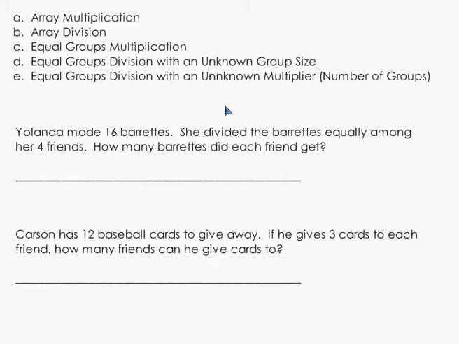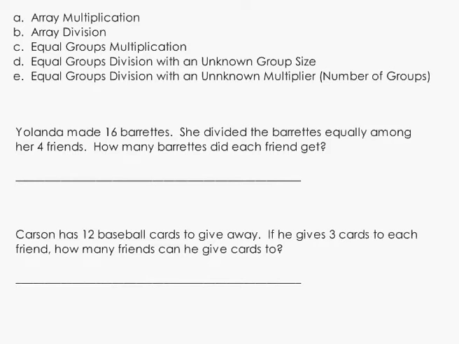We're going to continue to work with word problems. This time we're going to dissect exactly what type of word problem they are. So for this first one, Yolanda made 16 barrettes. She divided the barrettes equally among her 4 friends. How many barrettes did each friend get?